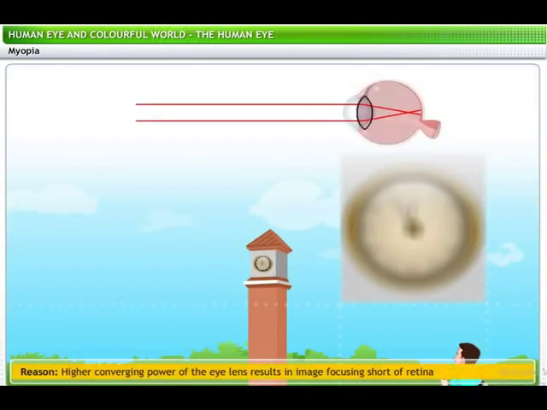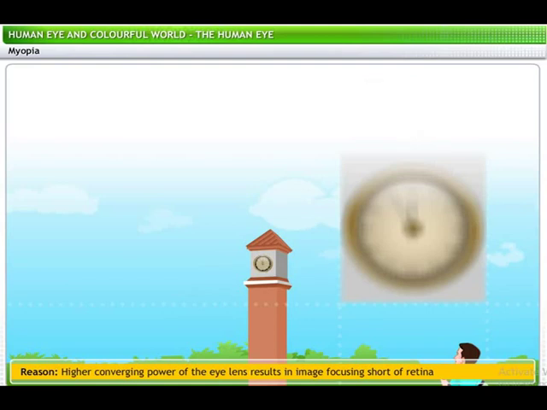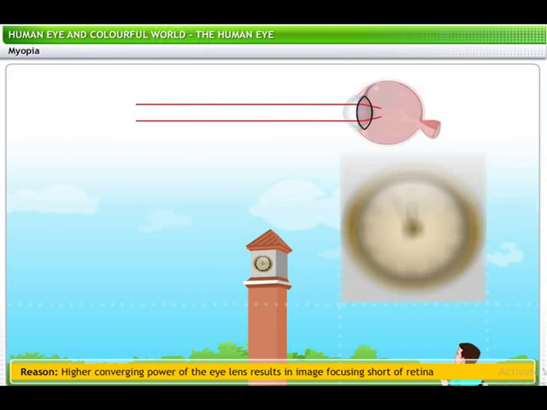Myopia occurs when the converging power of the eye lens is higher than normal. In such cases, the ciliary muscles do not relax sufficiently. Due to this, the parallel light rays that are reflected from a distant object are focused at a position before the retina, instead of on the retina. So, how can you correct myopia?